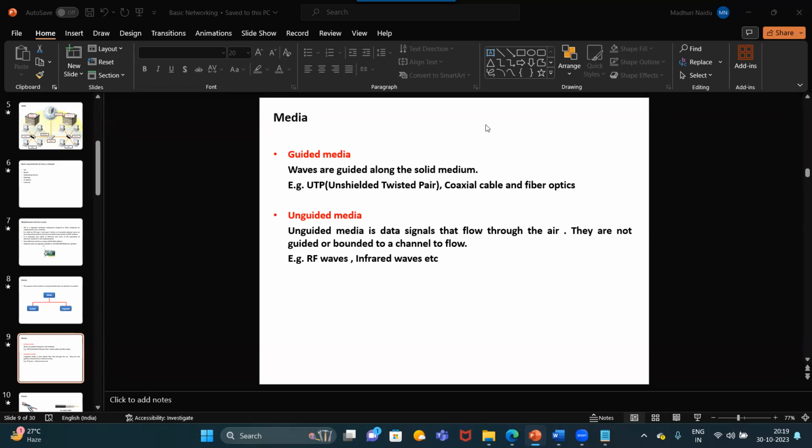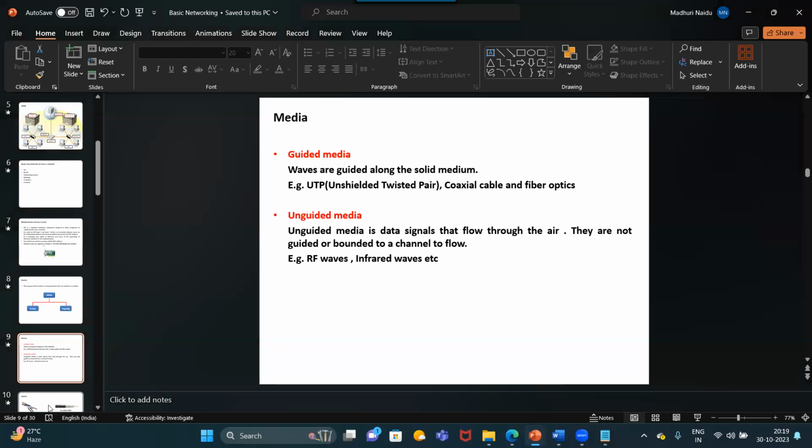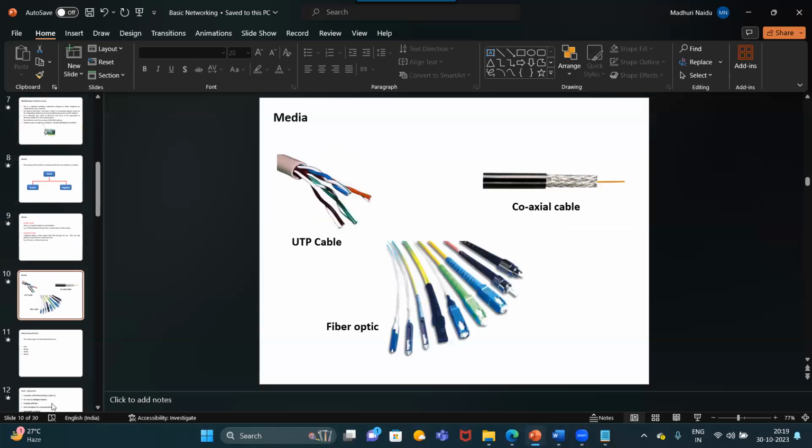In unguided media we have Bluetooth, infrared, Wi-Fi connection, RF waves, radio frequency waves. All this comes under unguided media only. Okay, so these are the cables we have: in cables we have coaxial cable, twisted pair cable, and fiber optic cables.